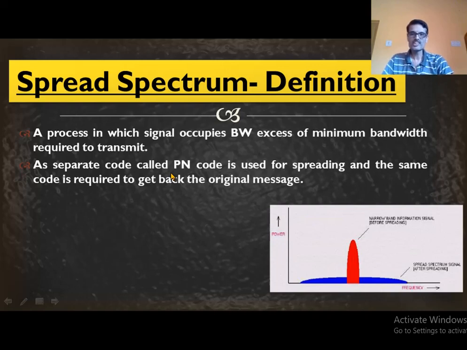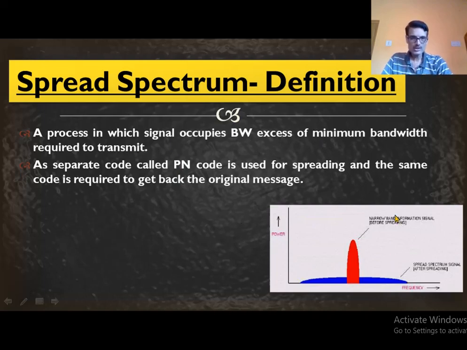But in Spread Spectrum, what exactly we do is we compromise on both. That means we occupy all the bandwidth available for that particular communication application, like maybe mobile communication, television application or whatever. So the first point says here, it is a process in which the signal occupies a bandwidth which is in excess of the minimum bandwidth required to transmit the data signal or message signal.